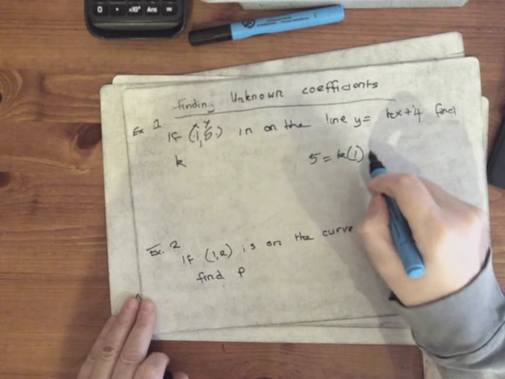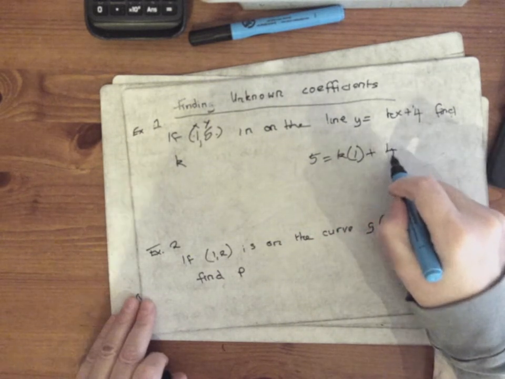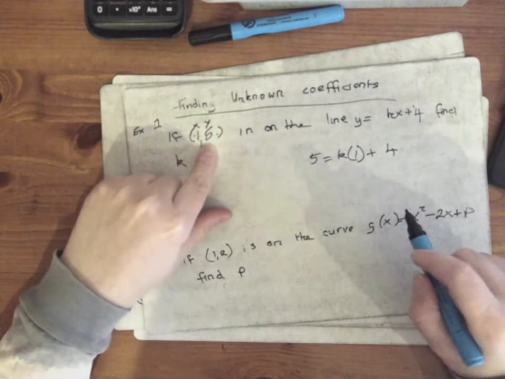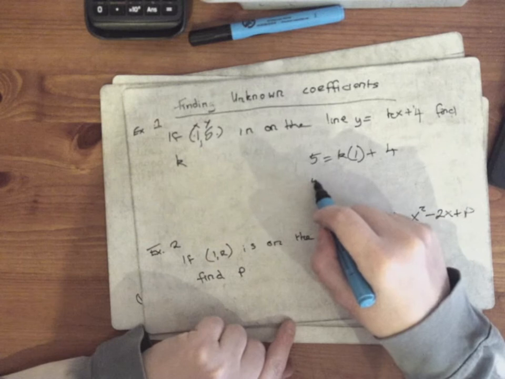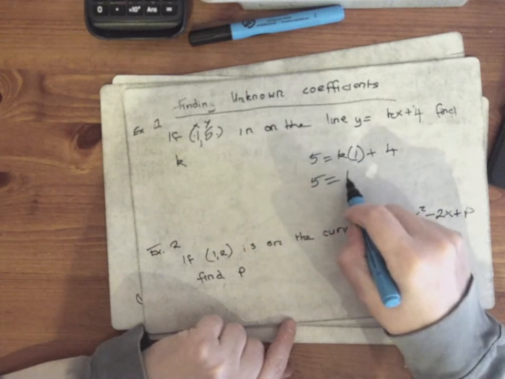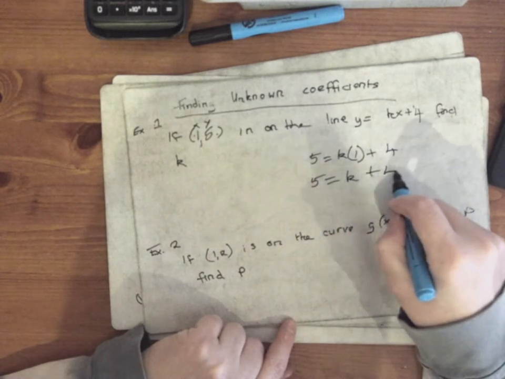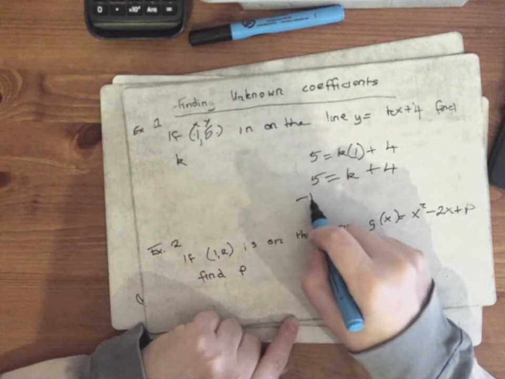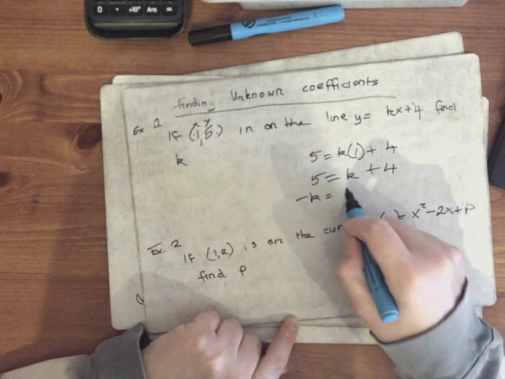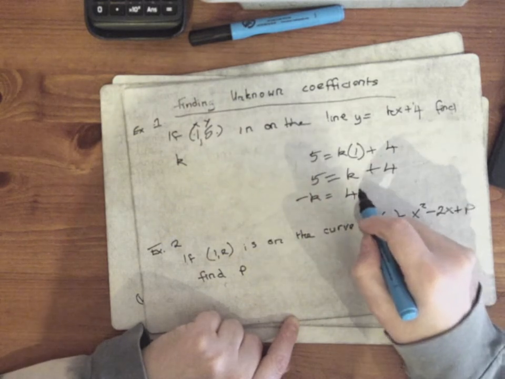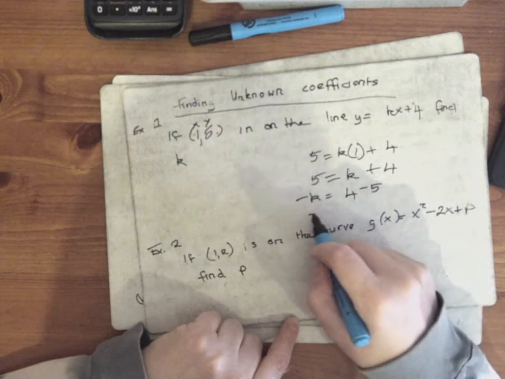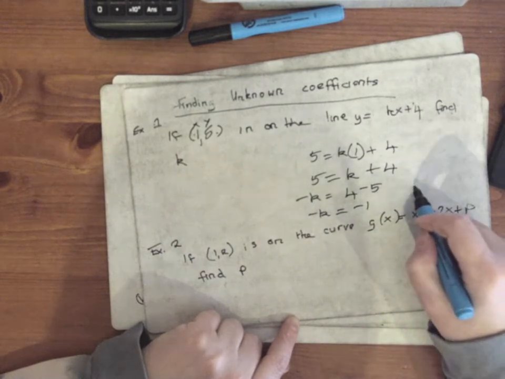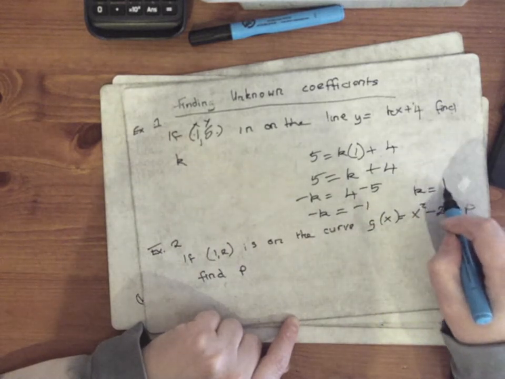Okay, how do I know to do that? Because they told me a point. So that means they've told me what x is, they've told me what y is. Then multiply out, so you get 5 is equal to k plus 4. k is on one side, numbers on the other. So bring the k over, becomes a minus k. The 4 stays over here and the 5 comes over and becomes a minus 5. So that means minus k equals minus 1. So change the sign, k is equal to plus 1.